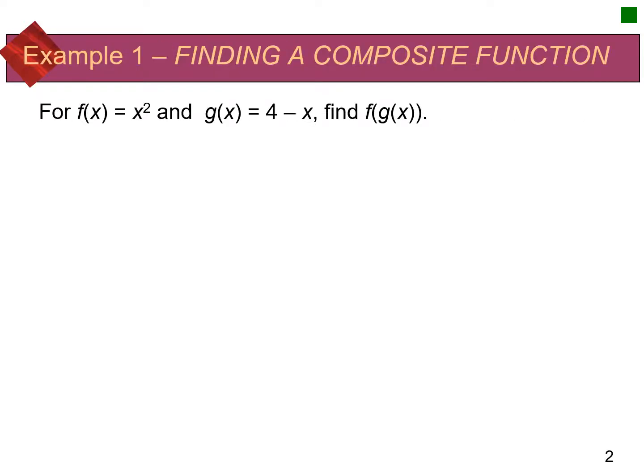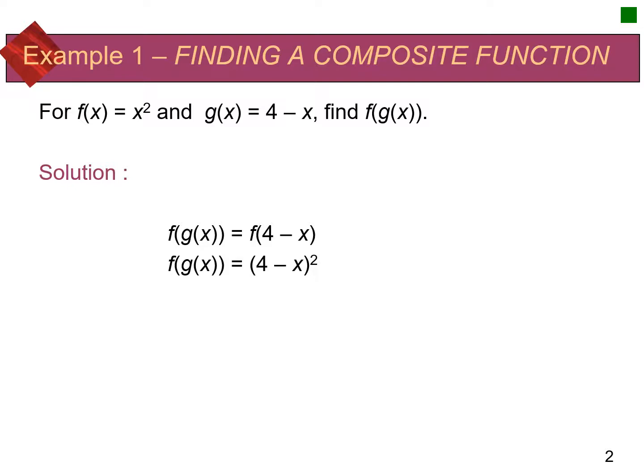So as an example, if we let f of x equal x squared and g of x equal 4 minus x, we want to find the function f of g of x. So to do that, I would first start from the inside and work my way out. G of x is simply 4 minus x, so I'm going to replace the g of x with 4 minus x. Now, f of 4 minus x tells me I'm going to go to the function f of x and replace every x with 4 minus x. So I would end up with 4 minus x quantity squared.